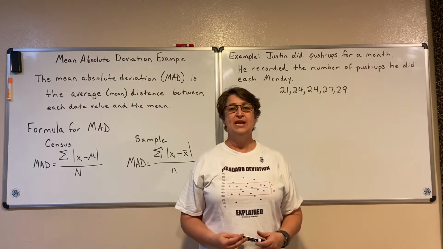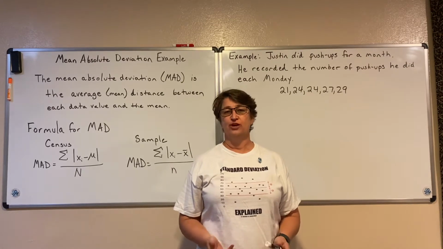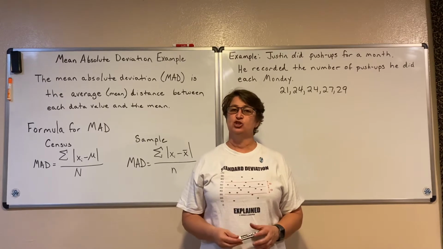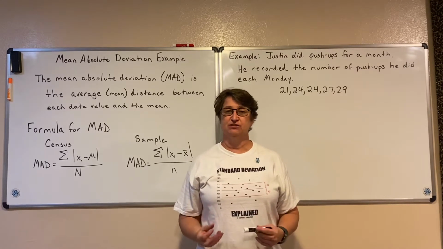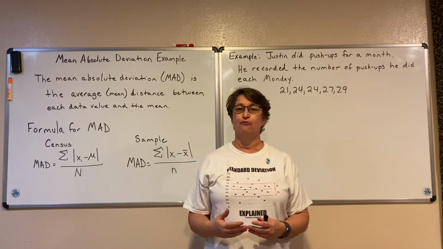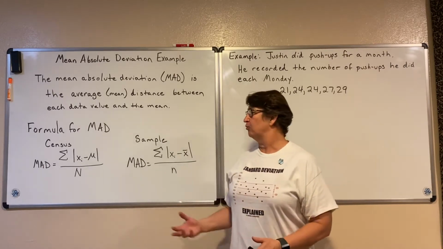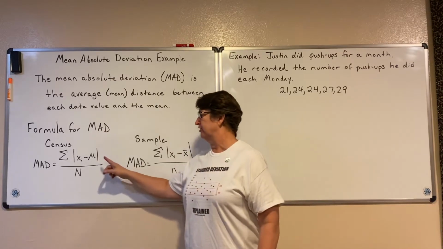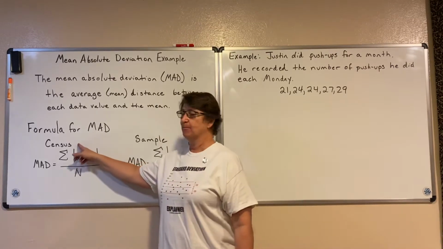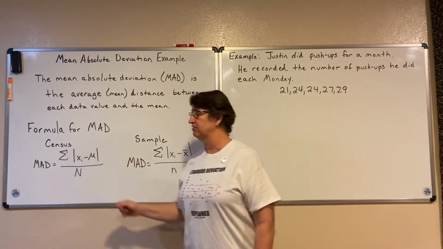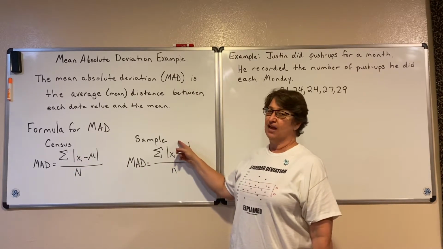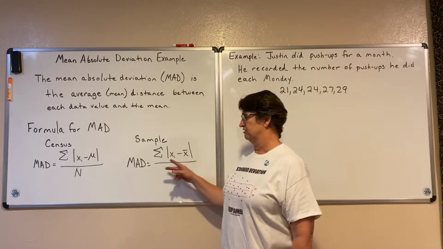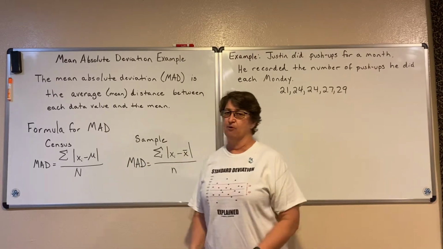Let's find the mean absolute deviation for an example problem. So first, remember that the mean absolute deviation is just the average distance that our data values are from the mean. And we have the formula here for MAD, and while the notation is different, depending on if we have population data, if we collect a census, or if we have sample data, just data from the sample, our notation is different. The formula is the same for both of them.